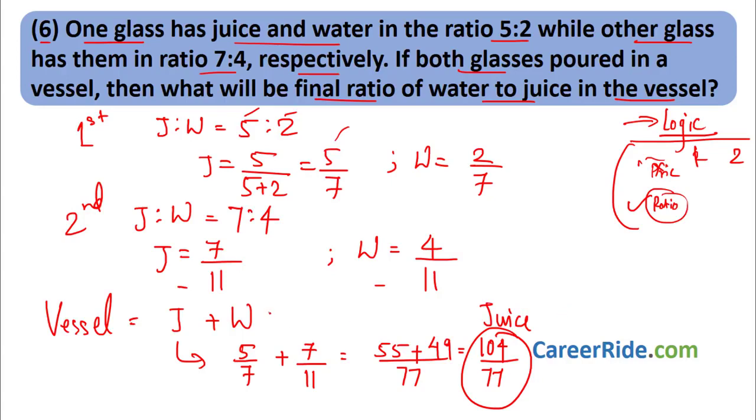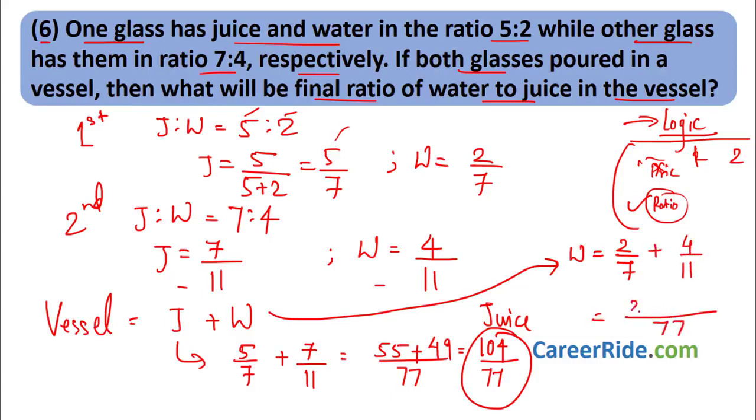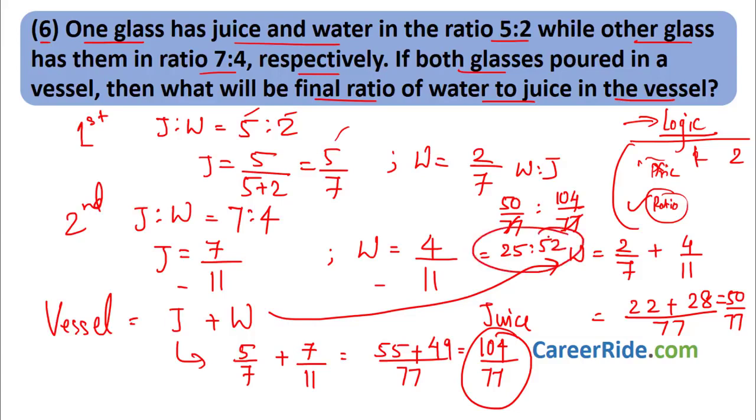Now secondly, in the vessel how much will be the water? Water from first glass plus water from second glass, that would be 77, 22 plus 4 sevens are 28, 50 upon 77. What do we want in the final vessel? What will be the final ratio of water to juice? Amount of water 50 by 77, juice 104 by 77, this gets cancelled, this is water is to juice. What you will get over here? When we divide by 2, you will get 25:52. This is the final ratio of water to juice in the vessel.